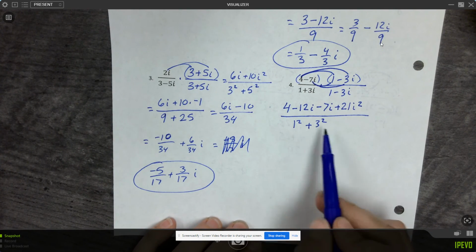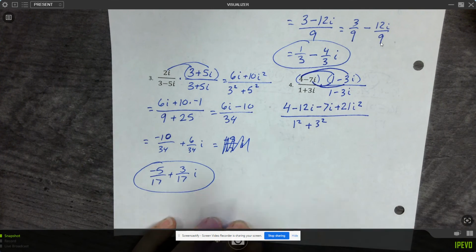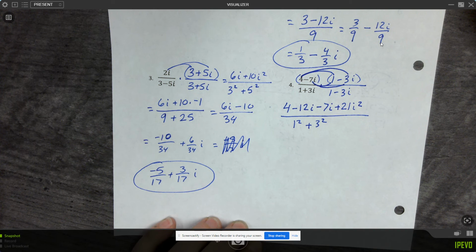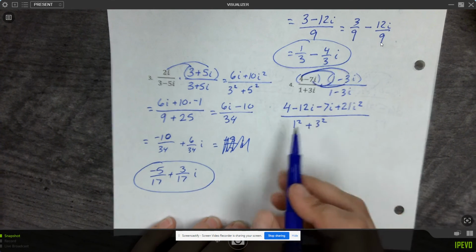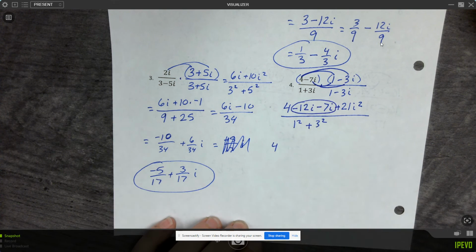Now, if you don't memorize this, that's fine. Just keep doing your FOIL in the bottom also. You'll get the same answer just with more steps. My way is faster and simpler, but if it's harder for you to memorize, just do your FOIL in the denominator also. Now our numerator, 4 is 4, but I have these like terms.